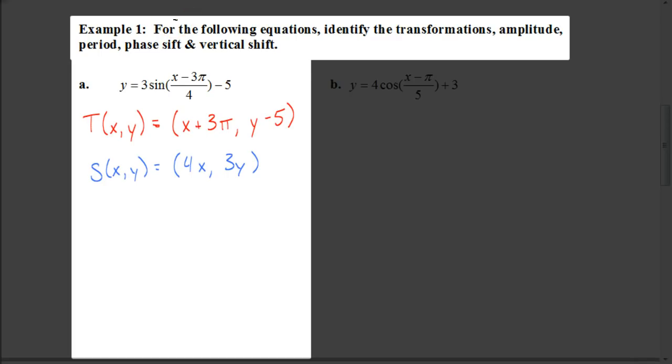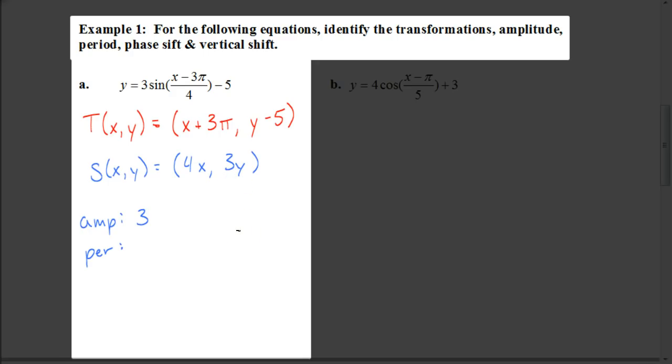Remember, your amplitude and period are affected by your scale change. So that's where we're going to look to find out what our amplitude and period are. The fact that my graph is going to be stretched vertically by 3 means my amplitude, instead of going between 1 and negative 1, is going to go between 3 and negative 3, meaning my amplitude is going to be 3. Remember, we get that from our value for a here.